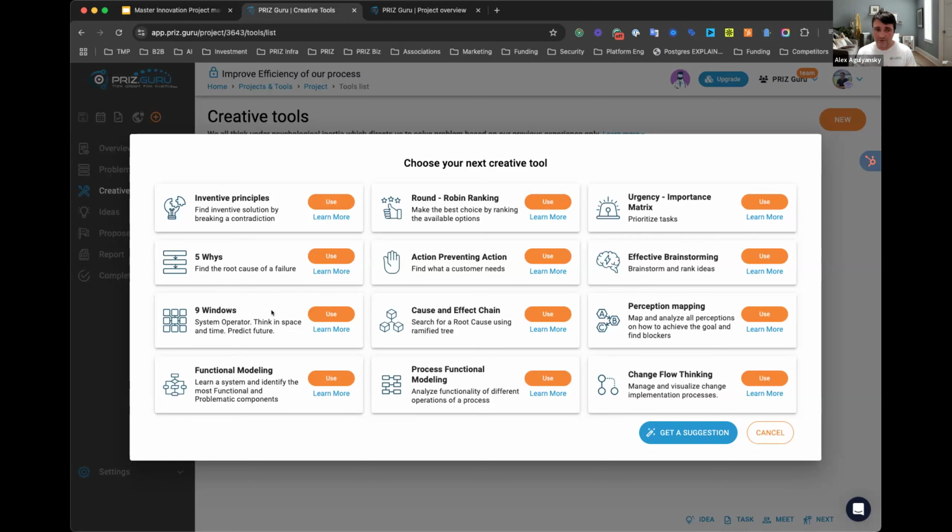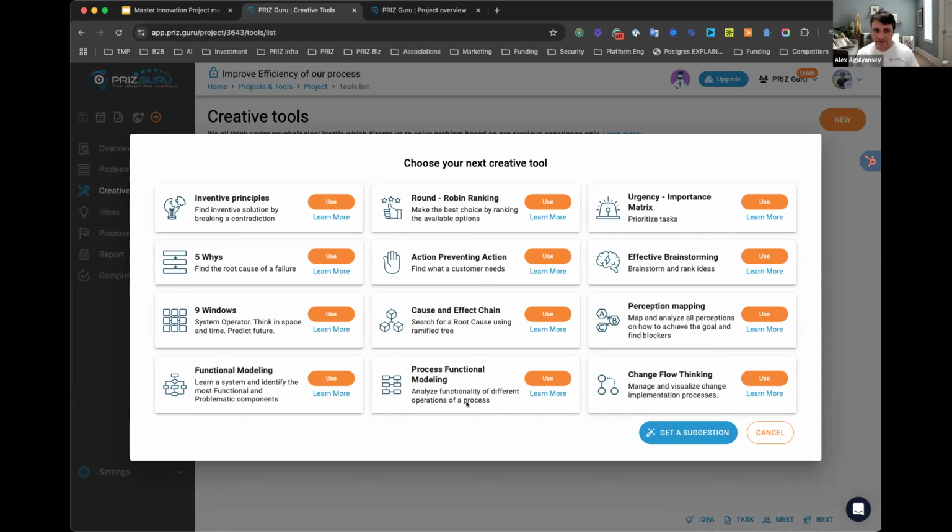9 Windows. It's an amazing tool where you can potentially predict the future based on the current system structure. It's thinking in space and time. You're breaking your system into component, subsystem, super system, and it helps you think what's the next step in the evolution of that system. Perception mapping allows us to find blockers in anything that we're trying to do. For example, we want to achieve a particular result. There are a bunch of different steps that we need to do. What is blocking us from achieving that? That's the tool to do that.